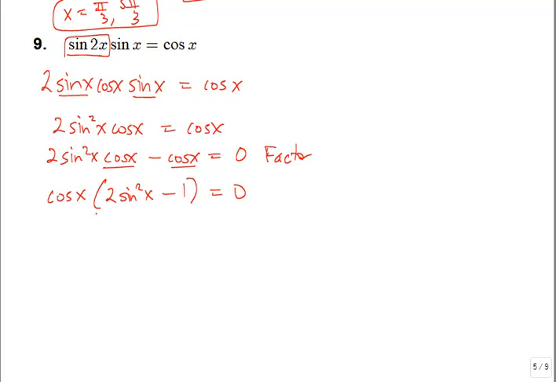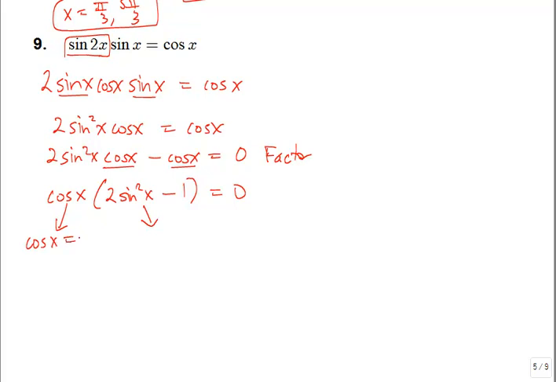So here it wasn't actually even necessary to change these all to sines or cosines. You certainly could have. You could have changed this sine squared into a cosine by using an identity. But it's not necessary if you're able to factor, because we separated the two different types of trig functions, and now all I have to do is just let each one of these be 0.